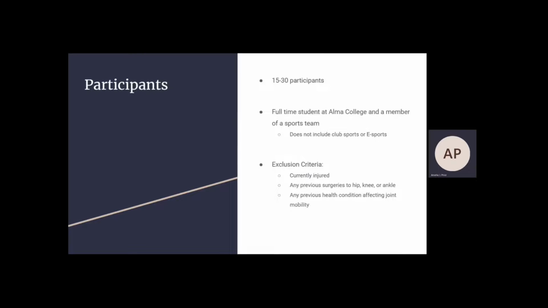My goal number of participants for this study is somewhere between 15 and 30 people. To be included, they must be a full-time student at Alma College and a member of a sports team, not including club sports or esports. The exclusion criteria includes if the participant is currently injured, if they have had any previous surgeries to the hip, knee, or ankle, and if they have any previous conditions that would affect the mobility of joints.